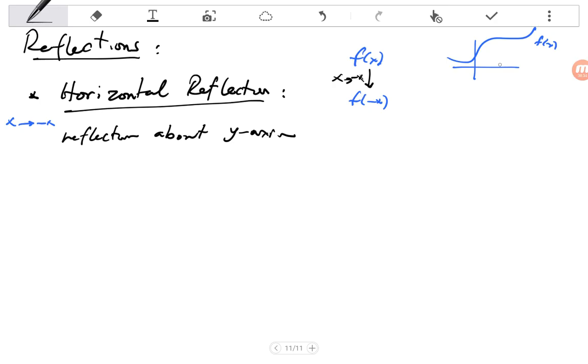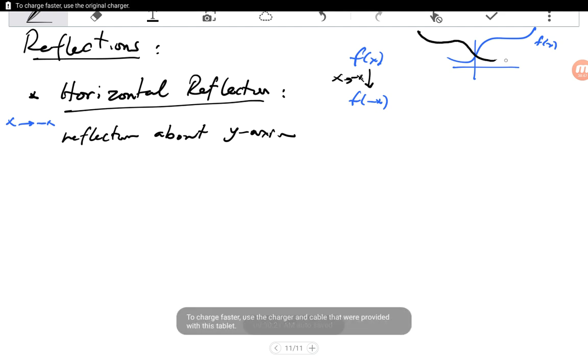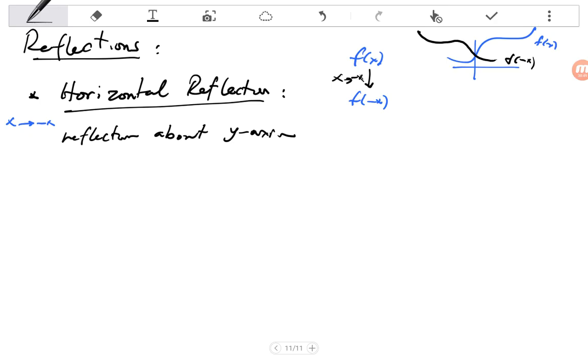It will be reflected. Assume that there is a mirror on the y-axis. So in this case, it will be something like this. So that will be f of minus x. The graph found in black is f of minus x. Okay?